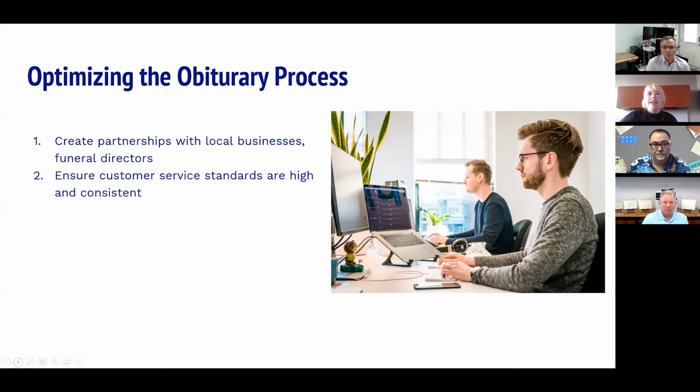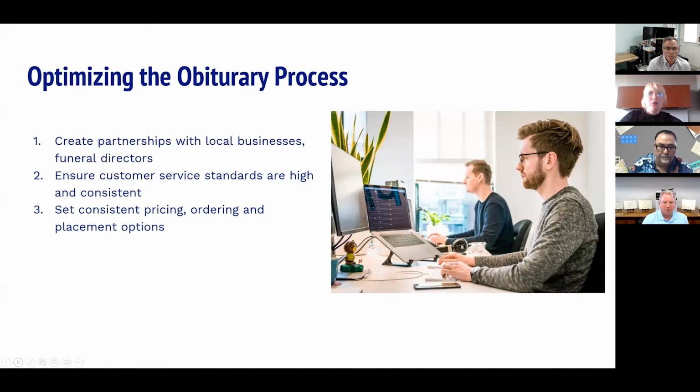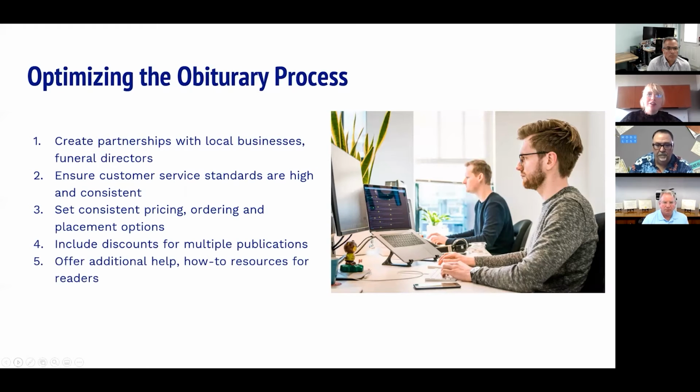We also highly recommend that customer service standards are high and consistent. Devlin and I both come from a background in news, so we understand that resources can be tight. So if you can offload that to someone who has the space and time to help a person when they are experiencing problems. Number 3, Devlin already touched on this, set a consistent pricing strategy, and have that consistency in the ordering and the placement options as well. Include discounts for multiple publications. We found that it's increased revenue overall.